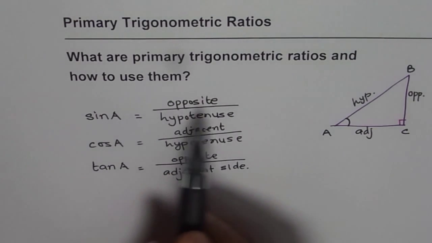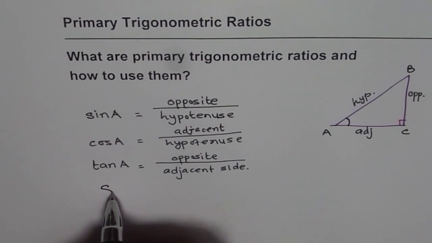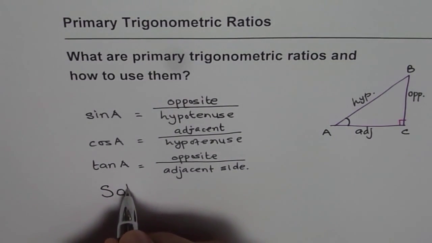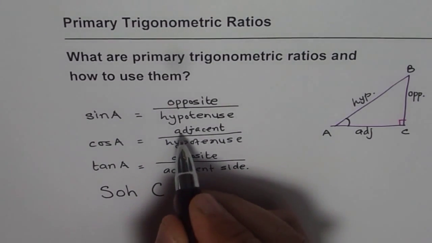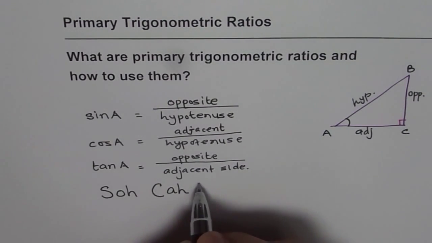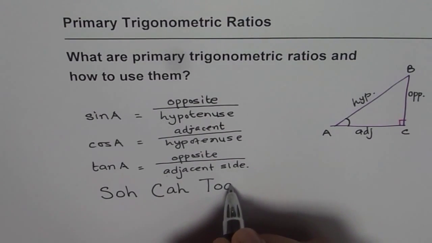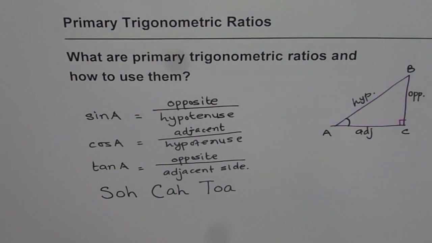An easy way to remember this is SOHCAHTOA. So we can write sine, S for sine, opposite over hypotenuse, OH. For cosine, C, AH, adjacent over hypotenuse. And for tan, T, opposite over adjacent. So SOHCAHTOA is an acronym which will help you remember the definitions of these three primary trigonometric ratios.